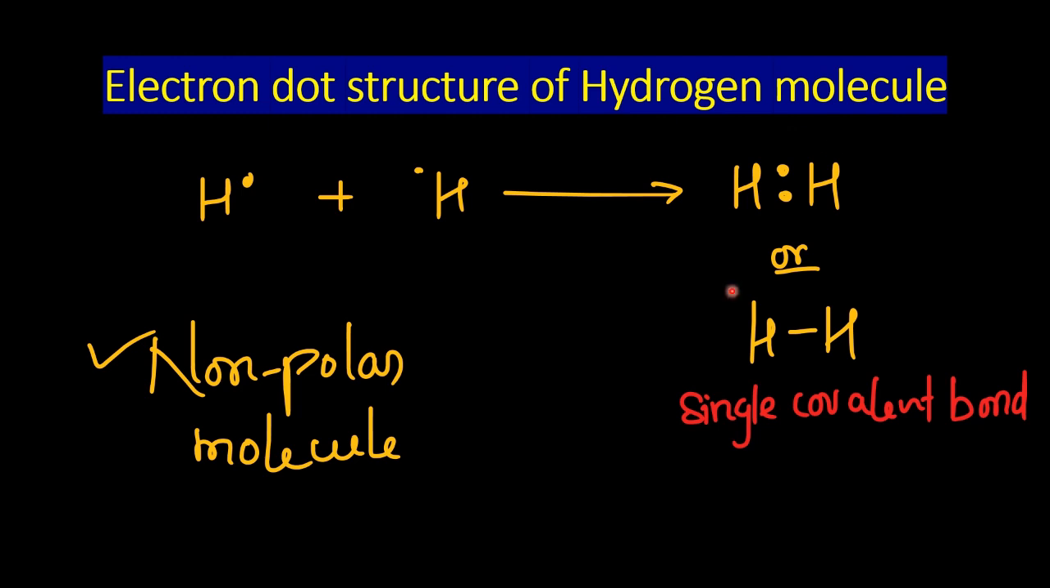Electron dot structure of hydrogen molecule. Simple, these are all non-polar molecules that you are studying first. H will have one electron, and both will be shared between the two atoms. So it will be a single covalent bond, and it will be non-polar.